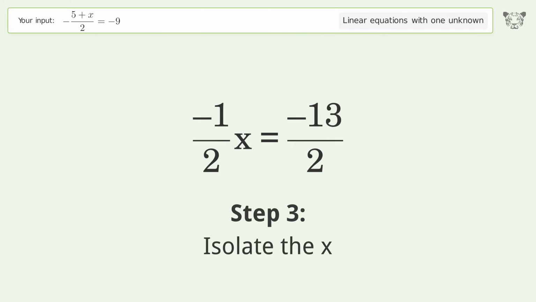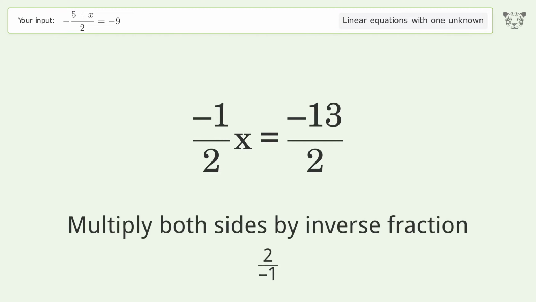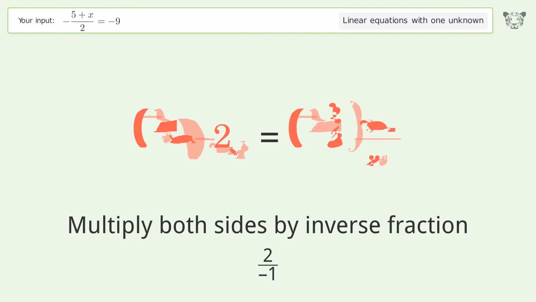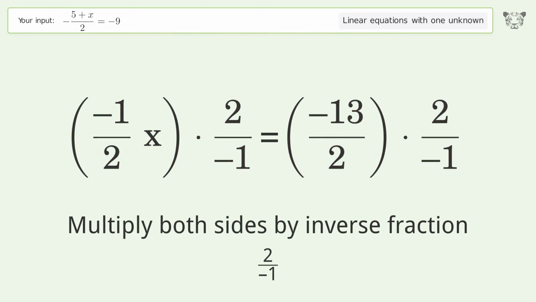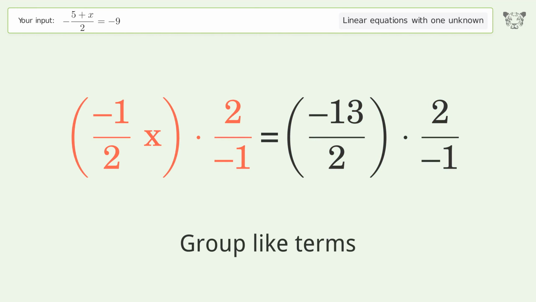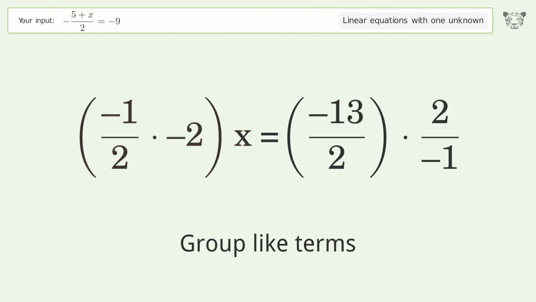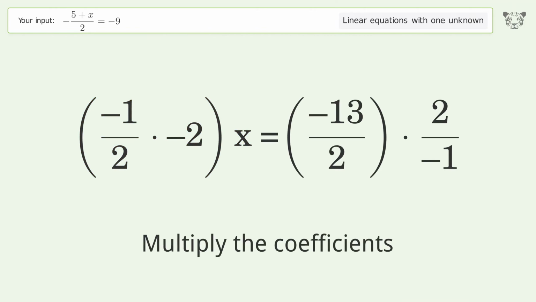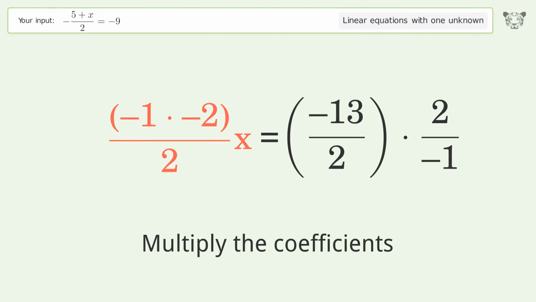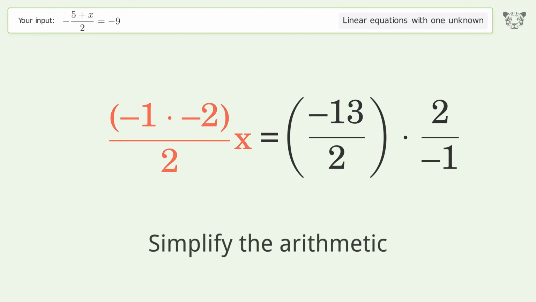Isolate the x. Multiply both sides by inverse fraction 2/(-1). Group like terms. Multiply the coefficients. Simplify the arithmetic.